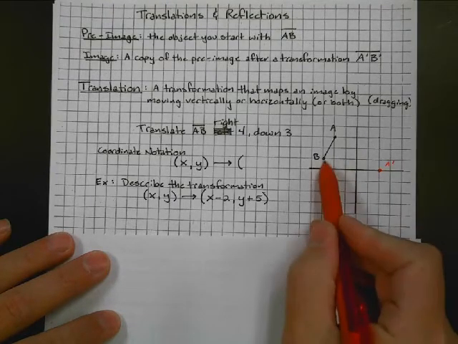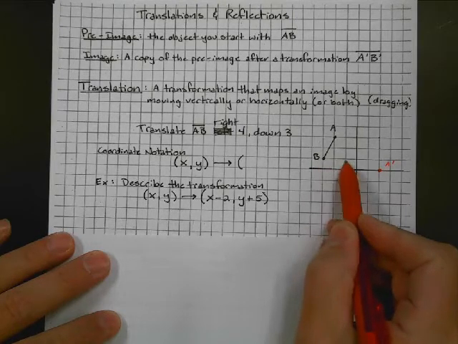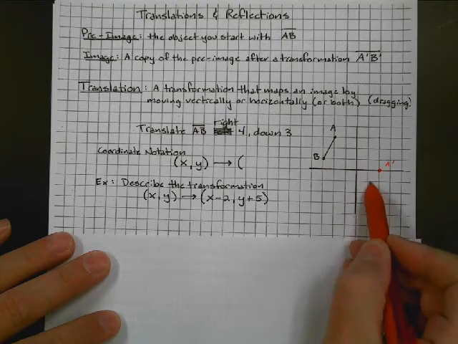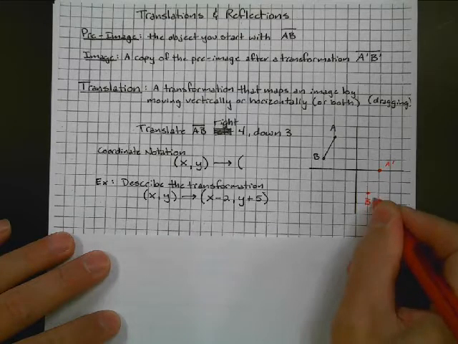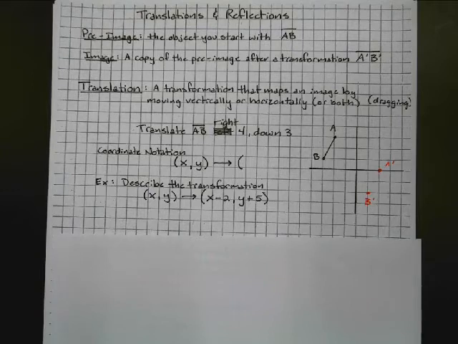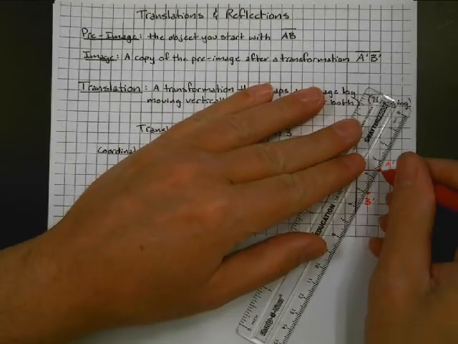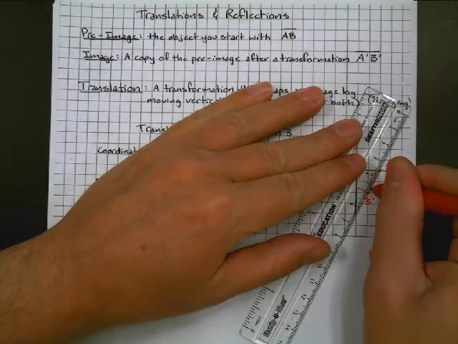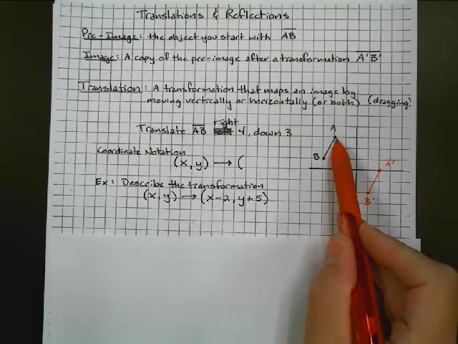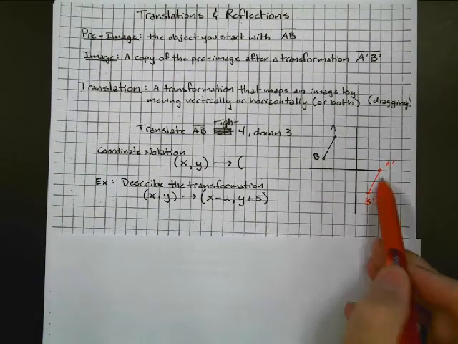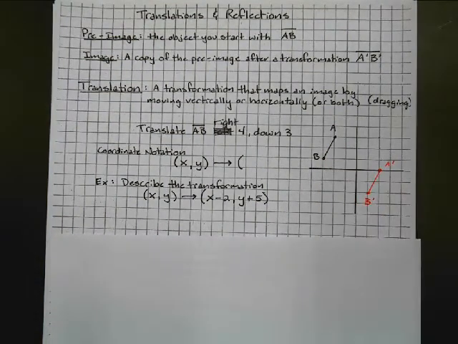Okay, B is right here. I'm going to go to the right 4 and down 3. 1, 2, 3, 4, down 1, 2, and 3. There is my B prime. Okay, so now that I have those there, what I can do is finish it off and put my segment. Okay, so what we can see is we have kept the same size. This is still the same size over there. So everything's still looking nice.